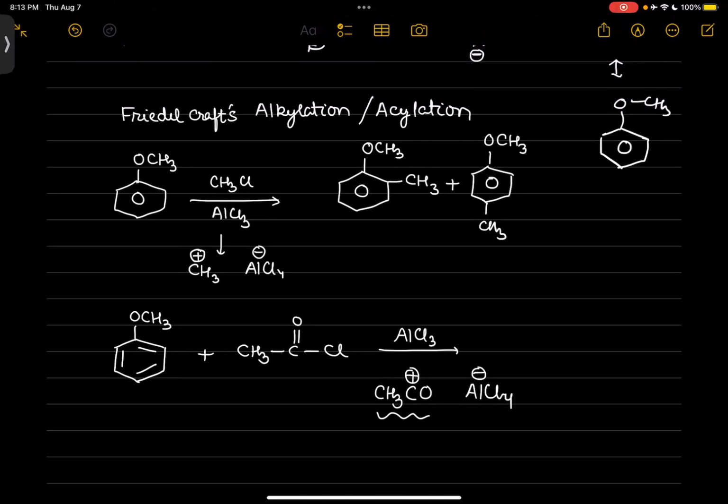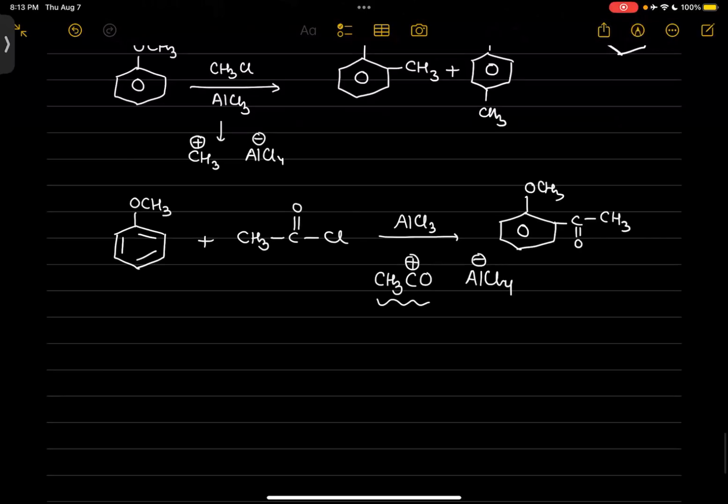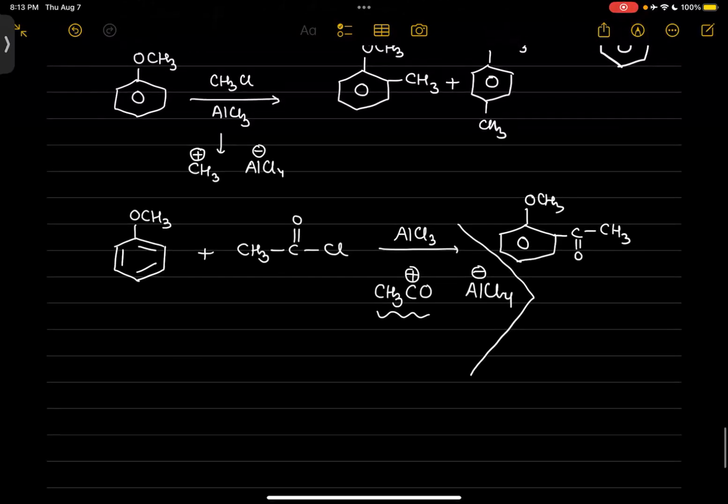So where this CH3CO plus, which is known as the acyl group, is going to get attached: on the ortho and para position. Got it? Yes, exactly, Jasleen, ortho and para are going to get affected. But I hope the reaction is clear. Plus para I can draw.